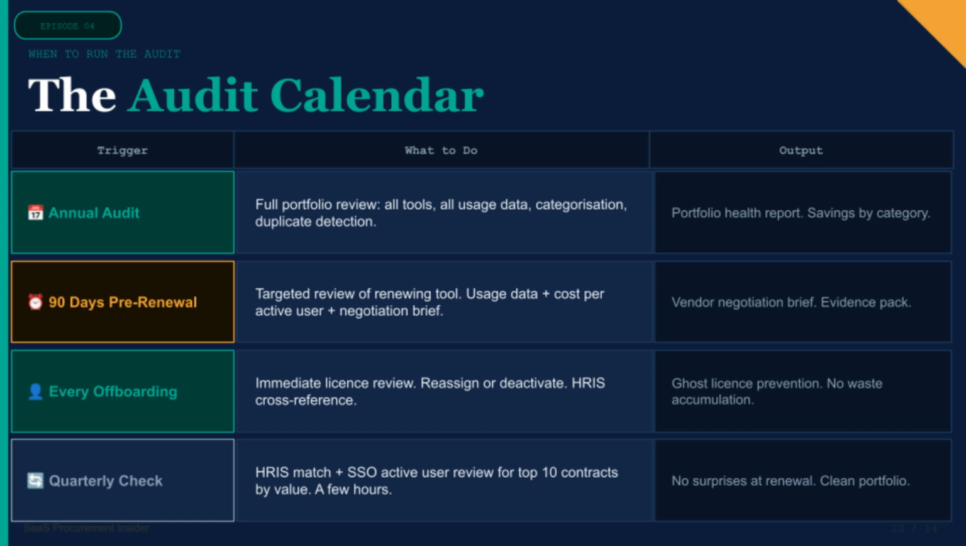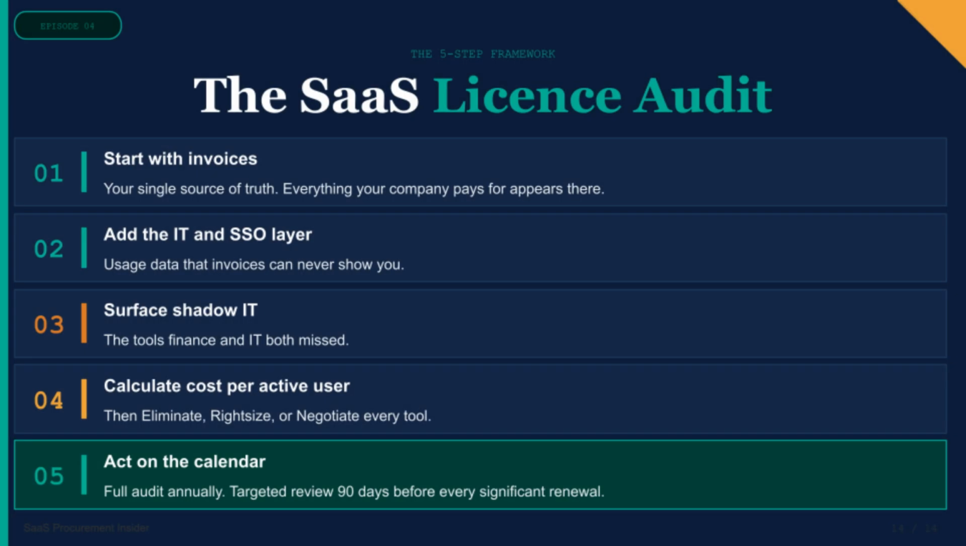Let me bring this together. A SaaS license audit is not a one-time project. It is a recurring process that, once established, runs with minimal effort and generates consistent savings. The 5 steps are straightforward. Start with invoices, your single source of truth. Everything your company pays for appears there.